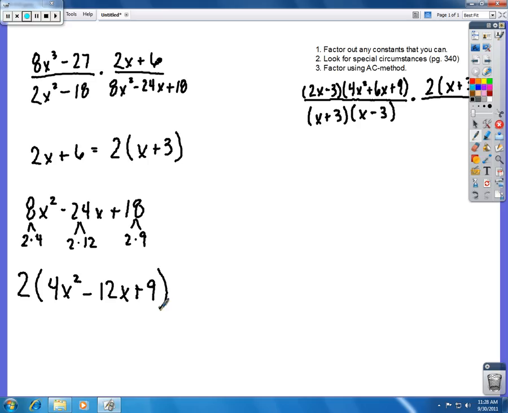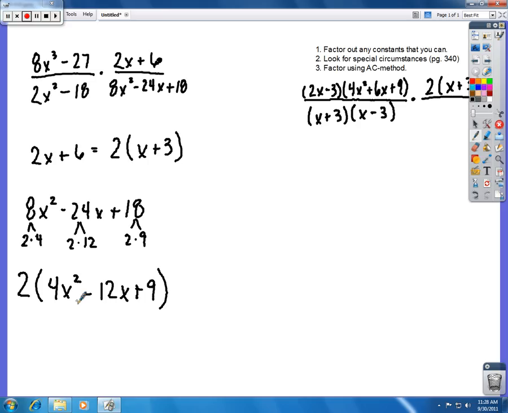Now I'm going to ignore this 2 for a minute and tackle what's inside the parentheses here, because I have now factored out any constants that I can. Step 2 says to look for any special circumstances. Well, none of the terms in here is a difference of two squares or a difference of two cubes, so I can't use those. So now I'm going to factor using the AC method.